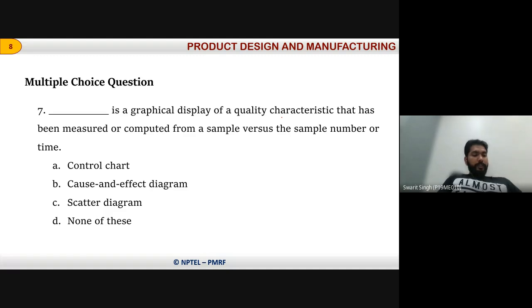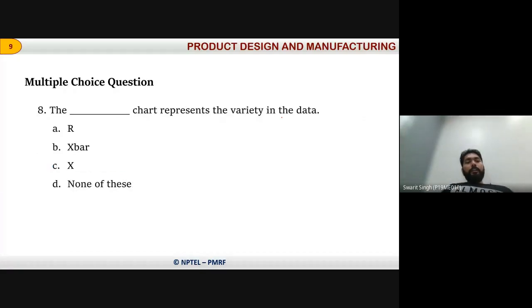Okay, so we got one answer. A is control chart. So yes, three answers for A. Yes, this is a control chart only. In a control chart, we compute the value of sample versus sample number or sample time. So we extract the dimensions or other attributes with respect to number of samples or maybe time bound. So it is a control chart only.